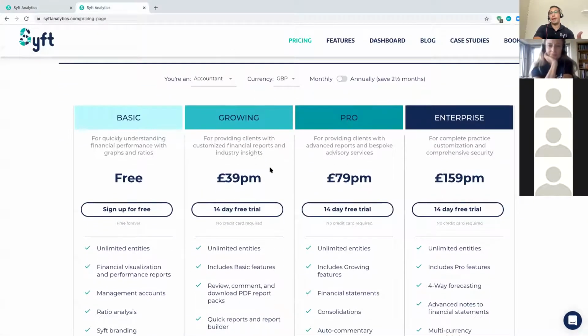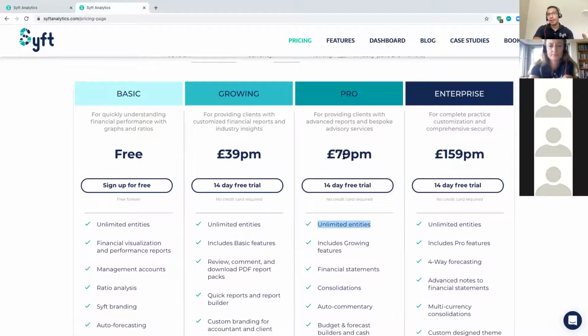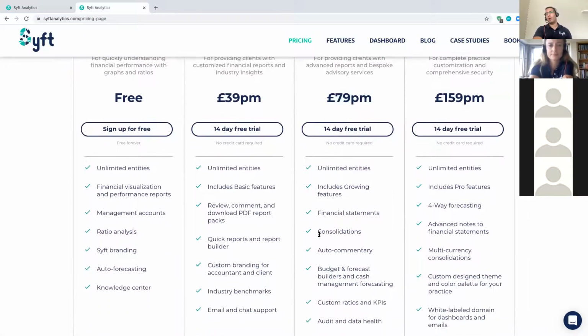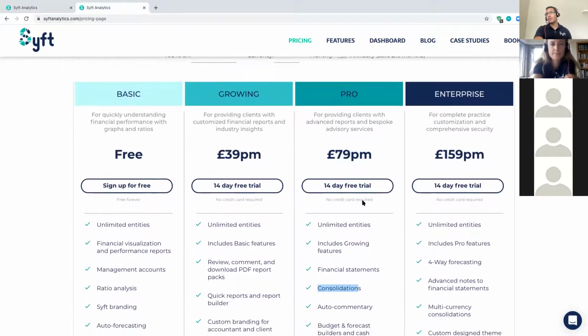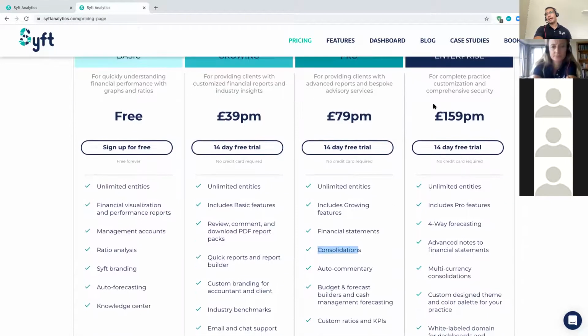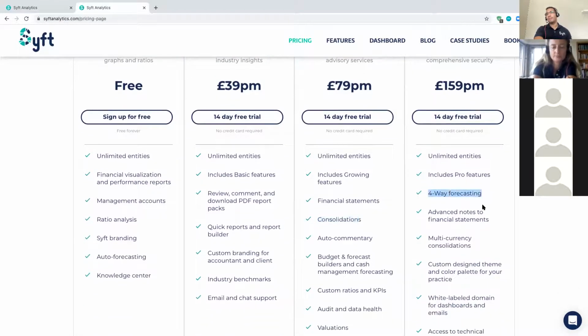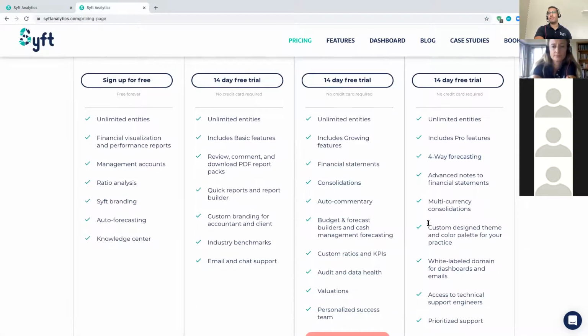So I think we're one of the most affordable, definitely in the market, around unlimited entities on all of our plans. Pro is our most popular plan, and this is where you'll find the cash manager. So if you want to connect 40 clients, it's still £79 per month. It's not per client, but you've got your consoles, a lot of your builders, all of the reporting, as well as the practice features. Enterprise is really our top tier plan. That's if you need four-way forecasting, and it also has the more advanced features like multi-currency consolidations.